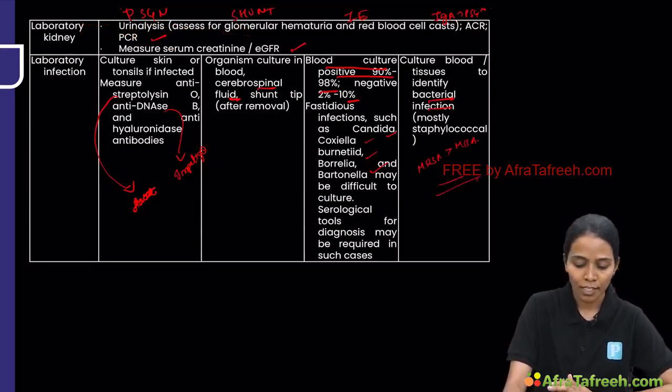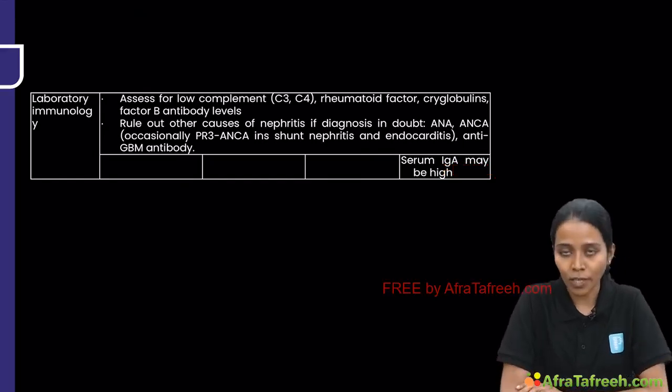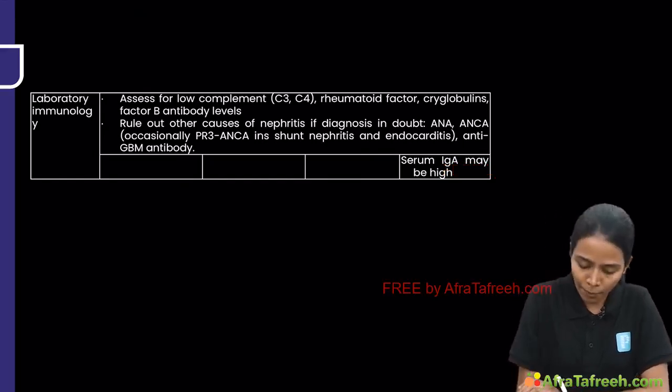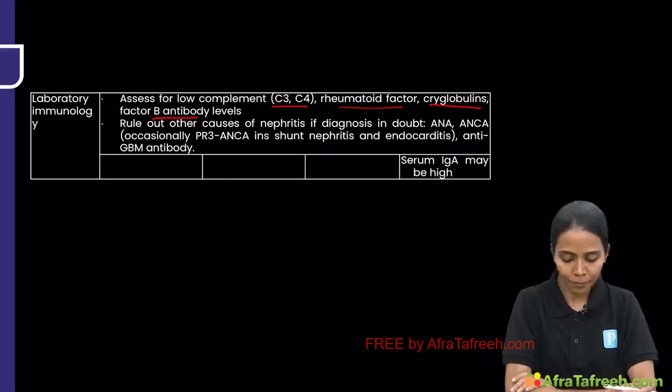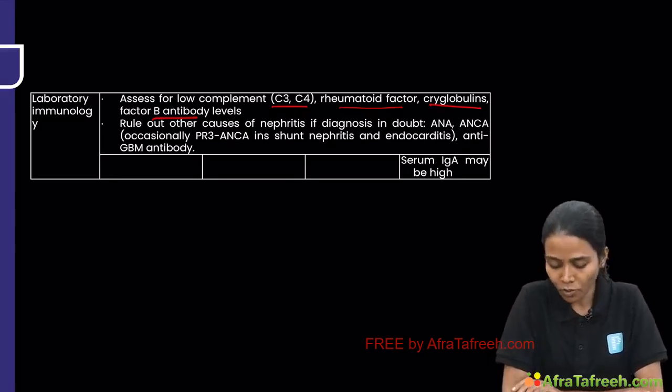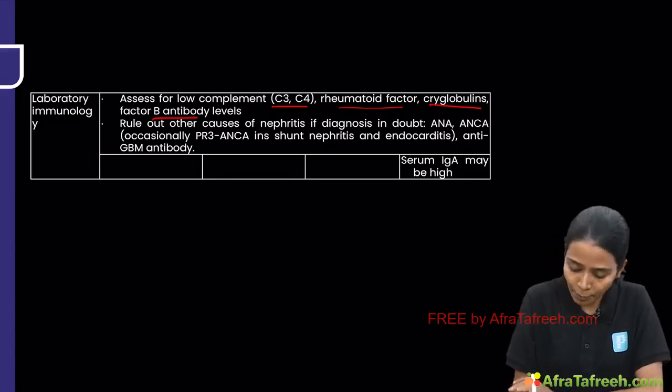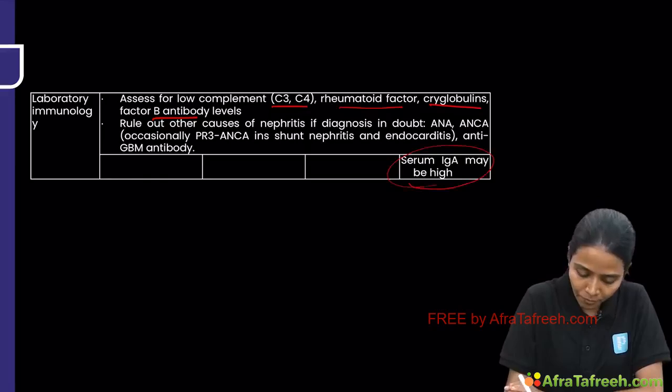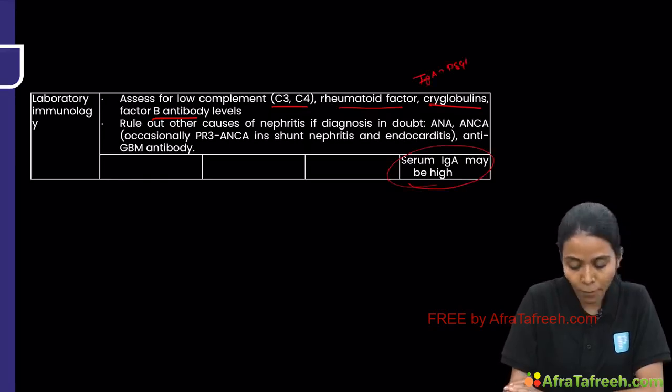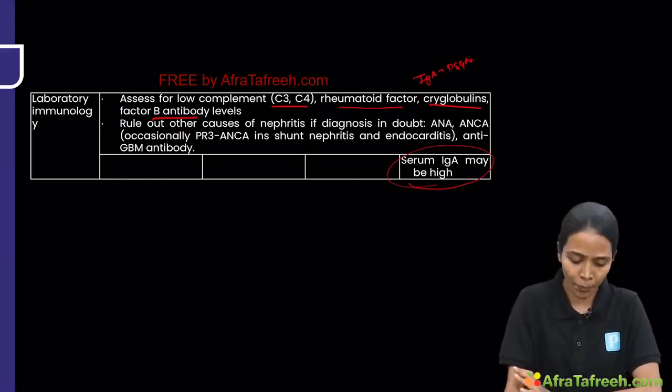Okay. Next, coming to the laboratory testing, apart from these, you assess for complement C3, C4, rheumatoid factor, cryoglobulin, and factor B antibody levels if there is some TMA. And you have to rule out other causes of nephritis, like you have to rule out SLE, you have to rule out ANCA. Okay. An important thing to remember in IgA dominant PSGN is IgA levels may not be high, just like in IgA nephropathy.